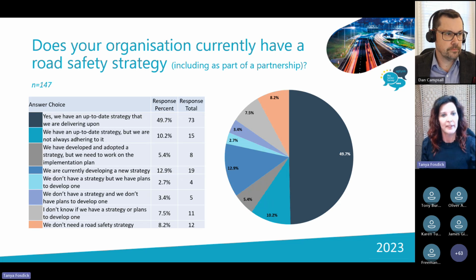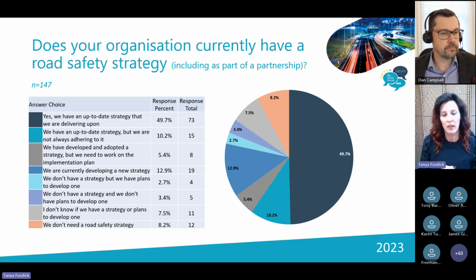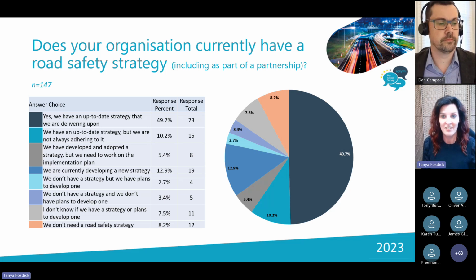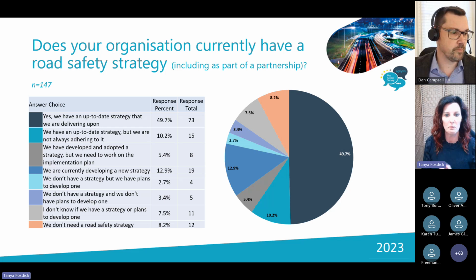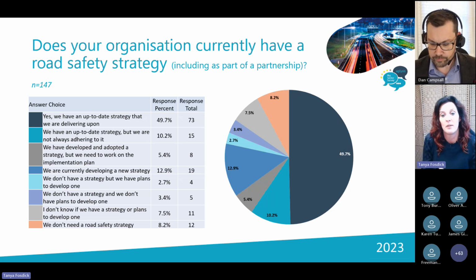So this is a bit of an interesting one, related to road safety strategies. We asked whether or not people were operating to a road safety strategy, and last time about a third said that they had an up-to-date strategy, whereas as you can see here, it's now up to about a half. So we can see some real momentum here in terms of delivering on local strategies.